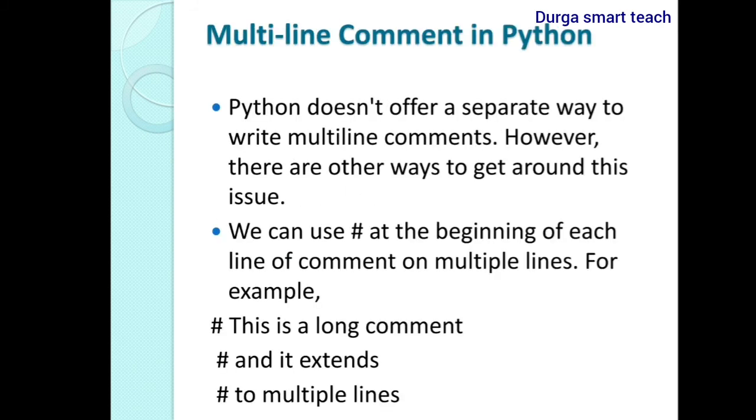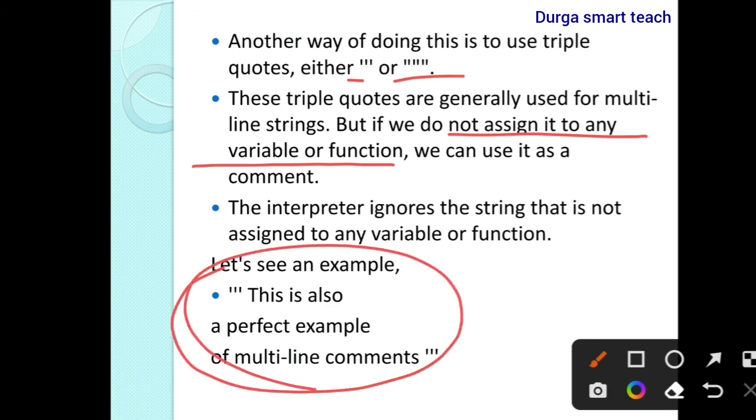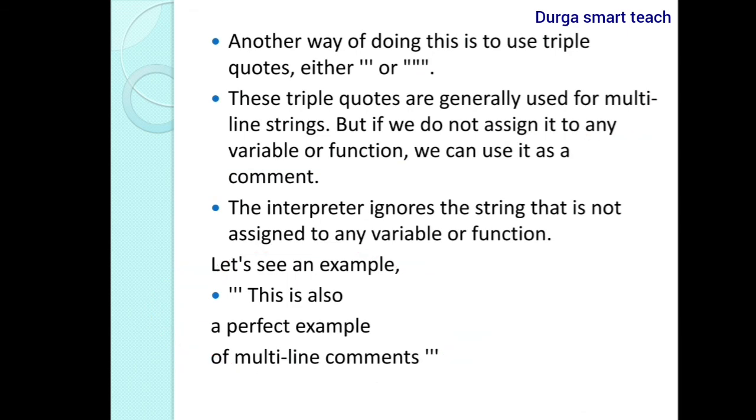Next, a multi-line comment is written using two methods. One is using multiple hash signs, and the second one is using triple single quotations or triple double quotations. Remember that triple double quotations and triple single quotations that are not assigned to any variable or function are known as multi-line comments. So see this: here this string is not assigned to any variable or function. That's why it is known as a multi-line comment. Okay, so this is clear.